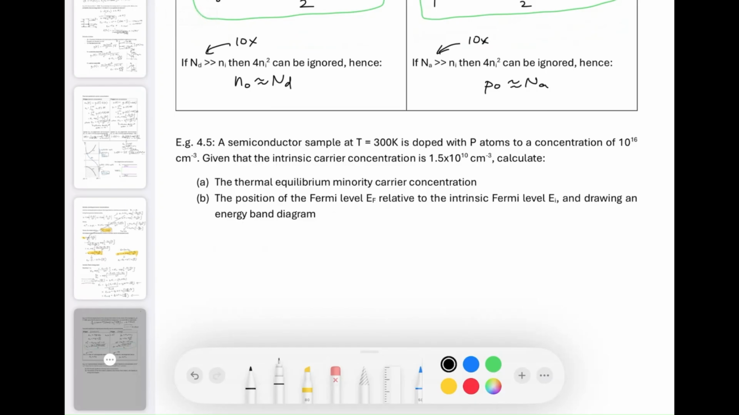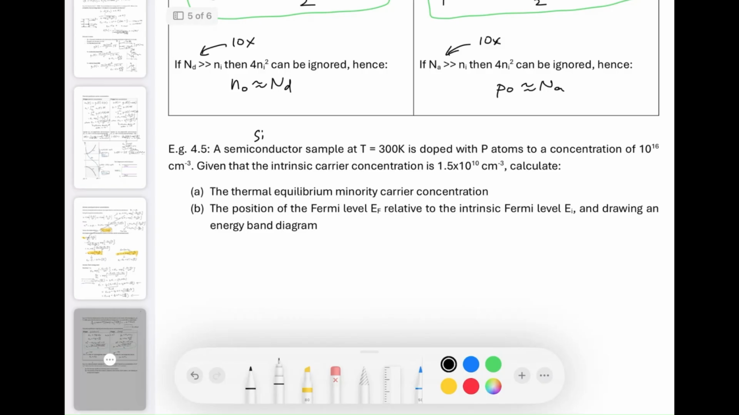Okay, so let's try an example. A semiconductor sample at T equal to 300K is doped with phosphorus atoms. I think this is silicon, but it can be many things. I know it's silicon because the intrinsic carrier concentration is commonly accepted for silicon at 300 Kelvin. Anyways, a silicon sample at T equals 300K is doped with P atoms to a concentration of 10 to the power of 16 cm^-3, so 10 to the power of 16 phosphorus atoms per cm cube.